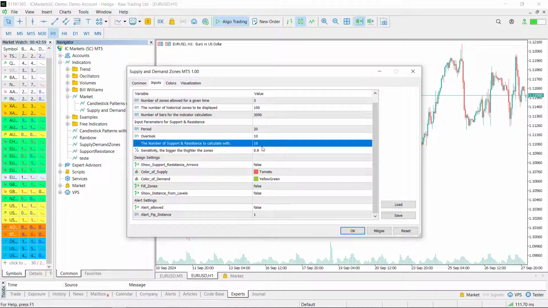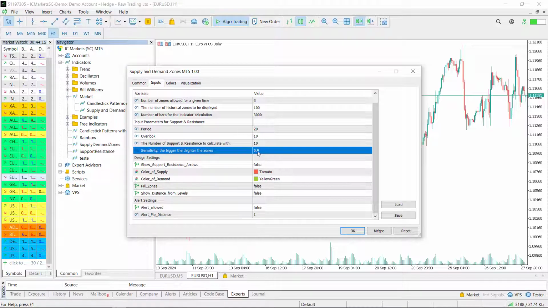You can also define how many support and resistance levels are compared to each other. If this parameter is 10, for example, the indicator takes the last 10 support and resistance values into account, and if there is a similarity between some of the supports from the last 10 supports, the indicator creates a demand zone.